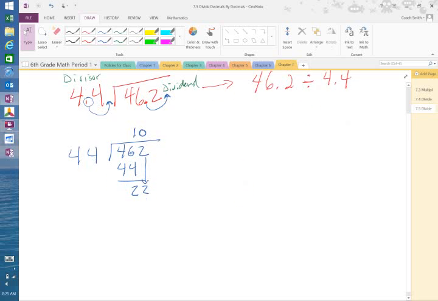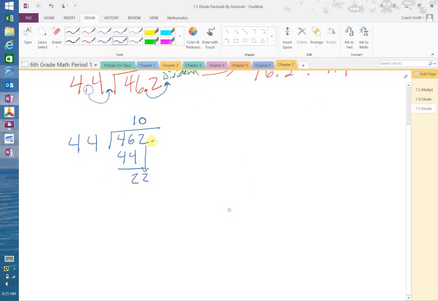Okay, now I'm going to put our decimal back and add a 0. And I'm going to bring that 0 down into that number. Now we have 44 into 220. And I bring up my decimal. Remember, we just bring it straight up. All right, now we have 44 into 220.